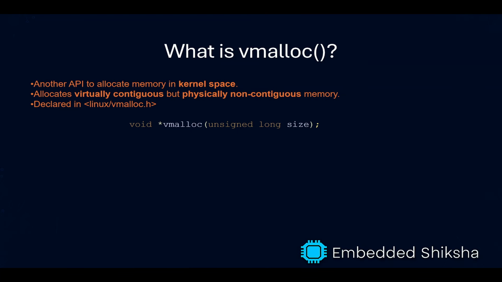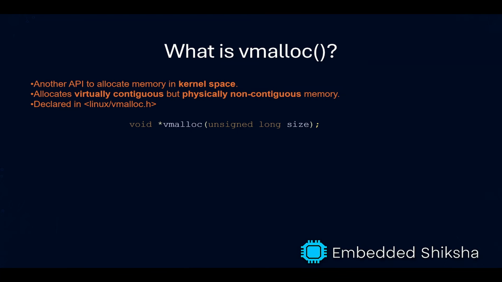Now the question comes to mind: what is the actual difference between Vmalloc and Kmalloc, if both are APIs used to allocate memory in the kernel driver? When you allocate memory using Vmalloc, it gives you the assurance that the memory will be only virtually contiguous, but there is no guarantee that the memory will be physically contiguous.